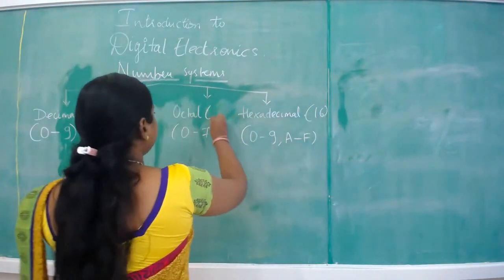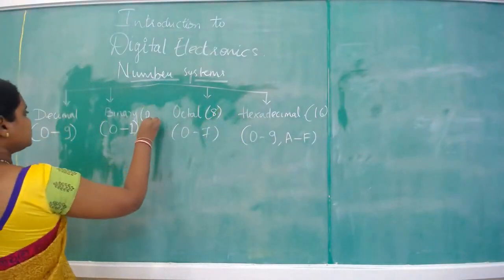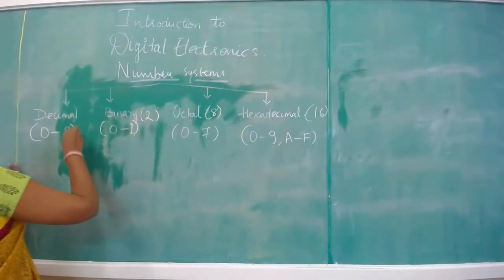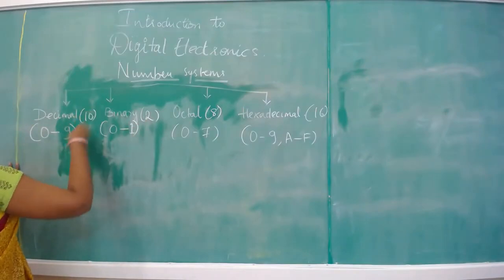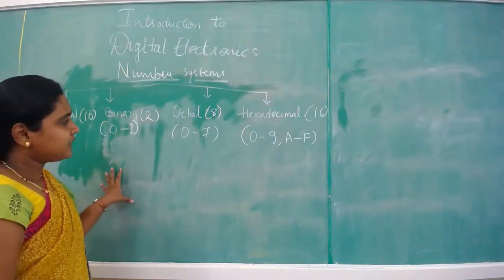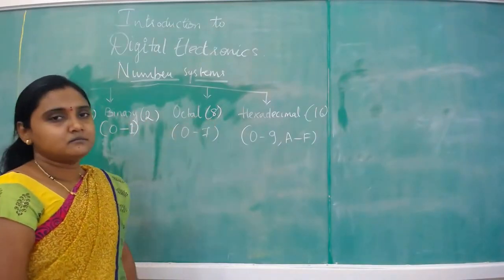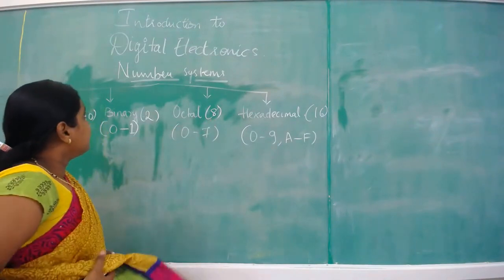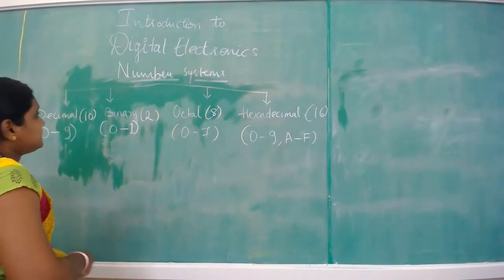Okay, how many is it having? 8. This is having 2. That's why it's called binary. Okay, decimal 10. Okay, octal 8. Total symbols. Right? So these are the different number systems.